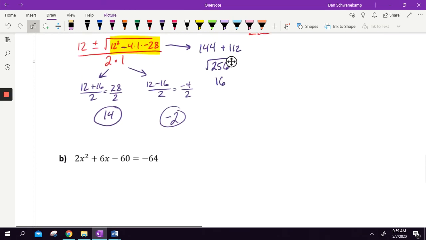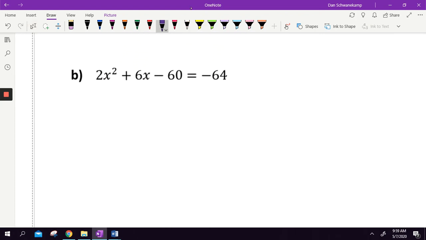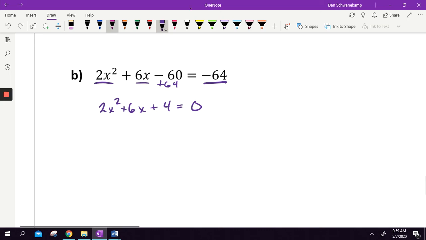Let's try one more. All right, so we look at letter B. The first thing I hope you recognize is that it is not equal to 0. Again, just like factoring, if we have a trinomial, x squared, x, and a number, in order to solve a trinomial, we need to make it equal to 0. So the first thing I'm going to do is add 64 to this side, because if I add 64 to this side, now it's all equal to 0. Once we've done that, we're going to do quadratic formula.